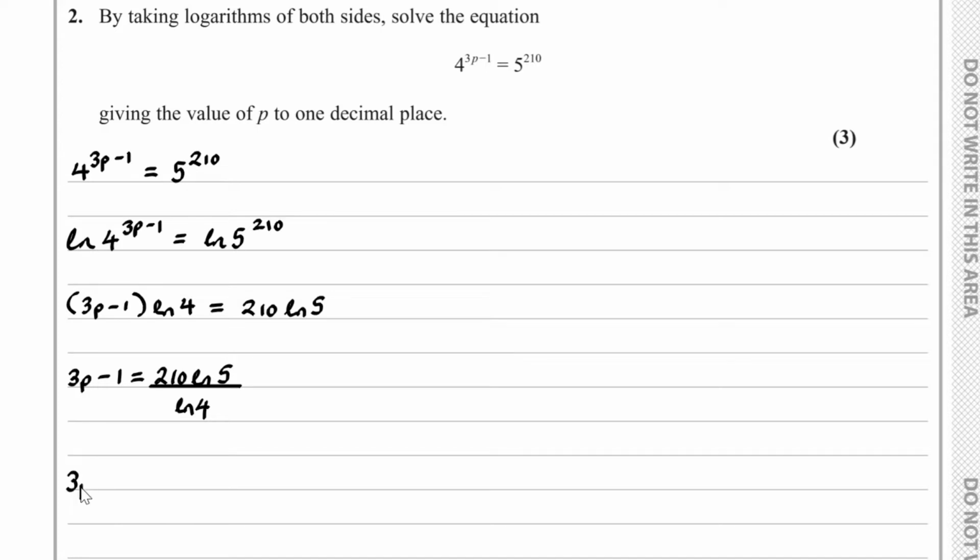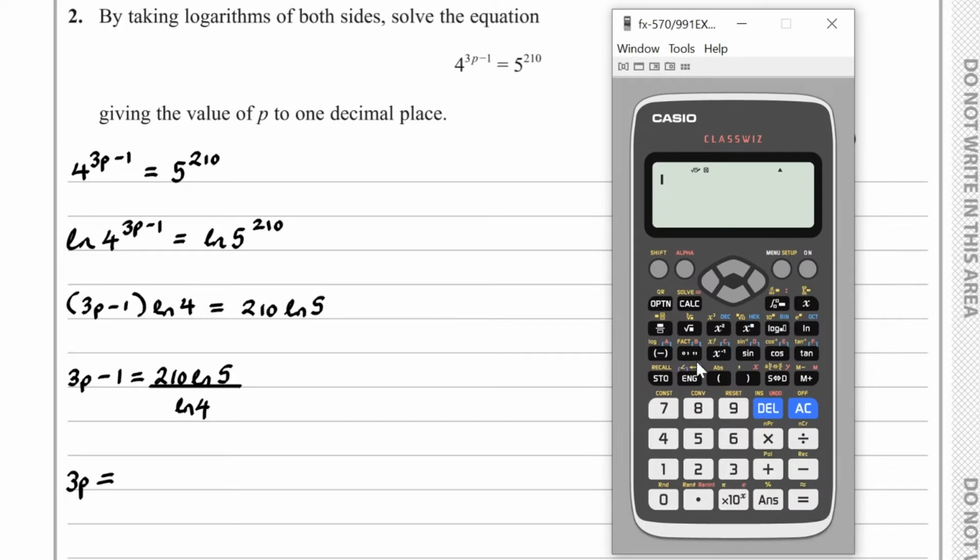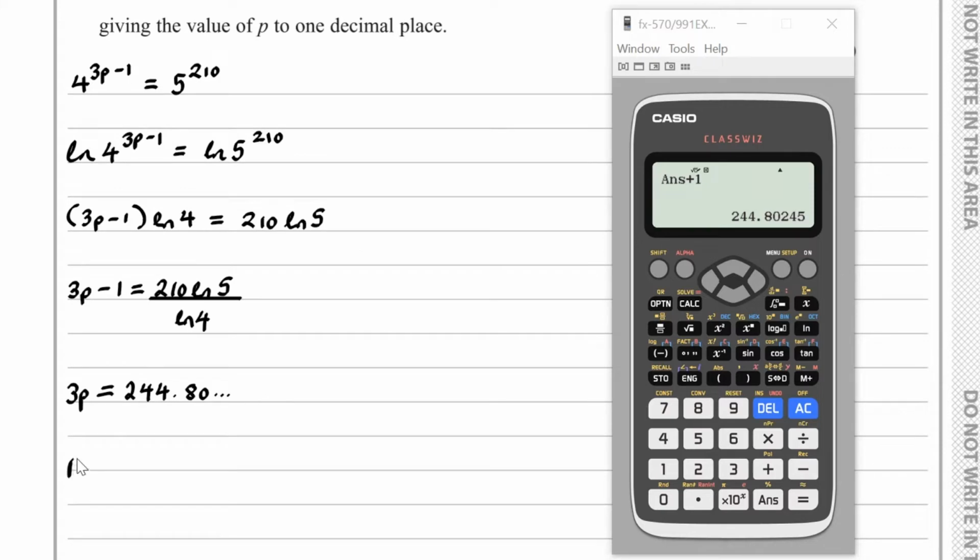And we therefore see that 3p is equal to this value plus 1, so let's work that out. We have 210 times the natural log of 5 over the natural log of 4, plus 1, so 3p is equal to 244.80, etc. And therefore p is equal to this value divided by 3, which is 81.6. So we have 81.6 to one decimal place.